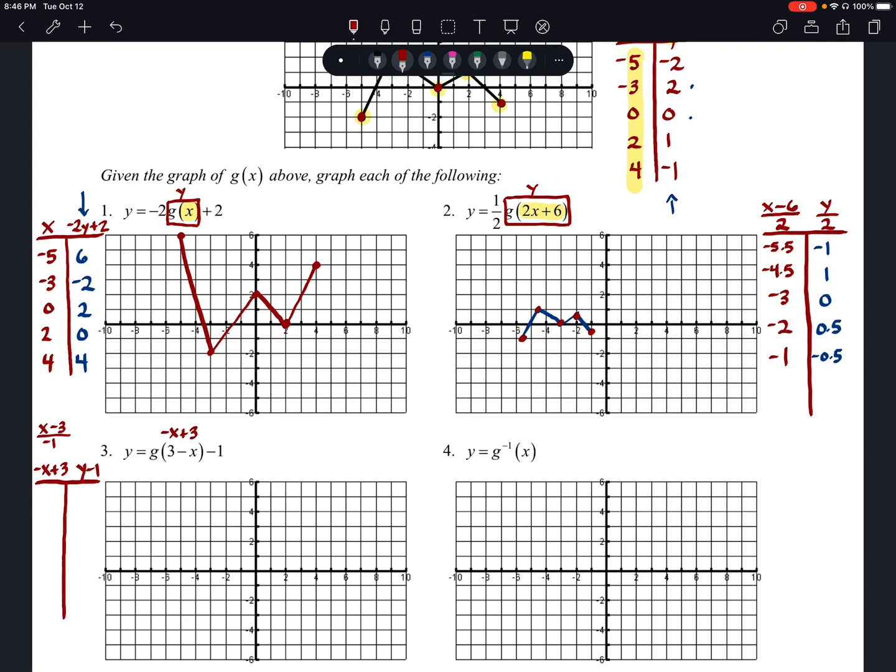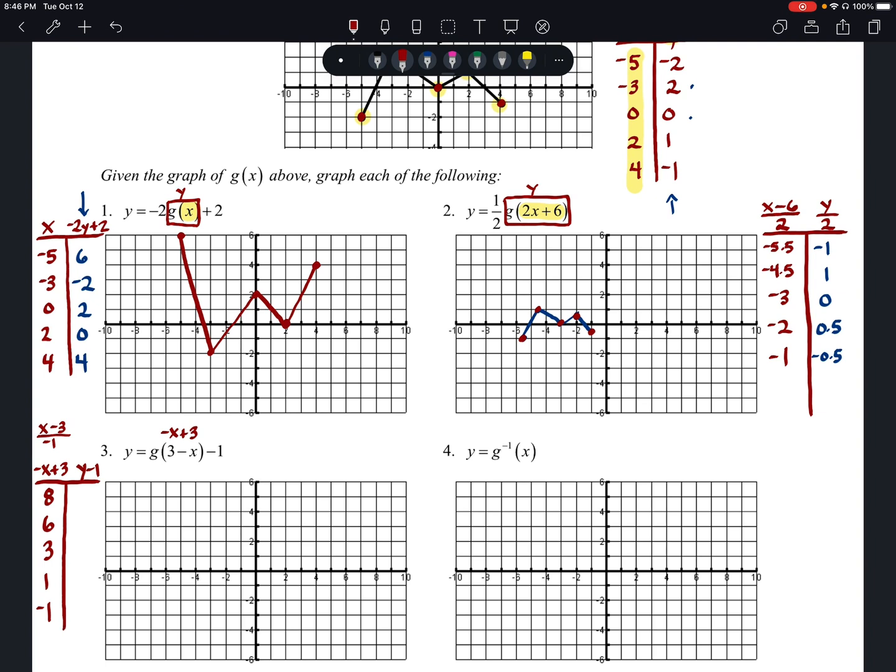So the opposite of negative 5 is 5. 5 plus 3 is 8, so this should be an 8. Then we got that negative 3, so the opposite of negative 3 is 3, plus 3 is 6. The opposite of 0 is 0, plus 3 is 3. The opposite of 2 is negative 2 plus 3 is 1. And then the opposite of 4 is negative 4 plus 3 would be negative 1. So sorry, I botched that there.